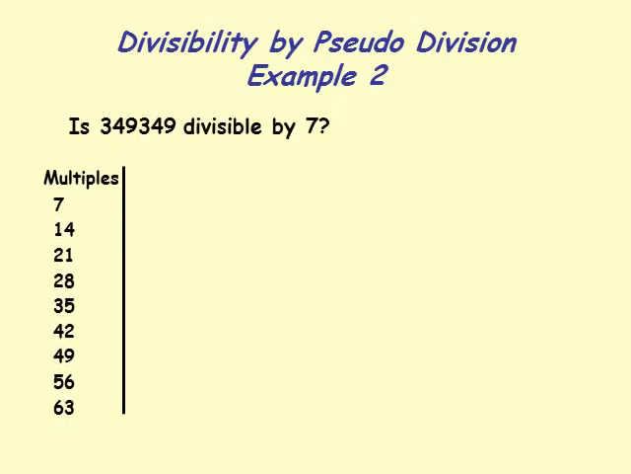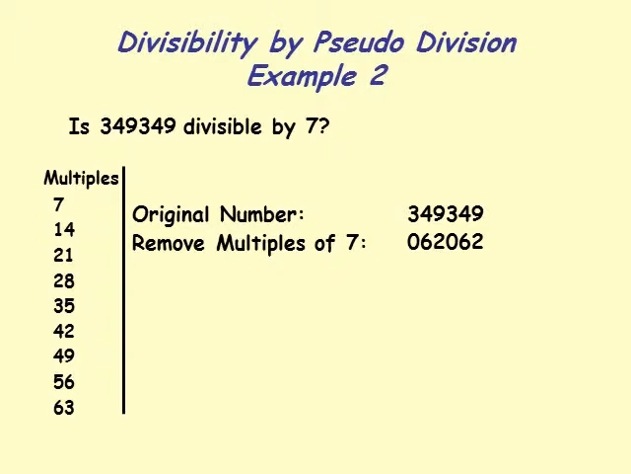I have another example here. Example: is 349349 divisible by 7? Here's my cheat sheet of multiples of 7 from the multiplication table. Let's continue. Here's the original number, 349349. Now from here we'll attack this thing and subtract multiples of 7.